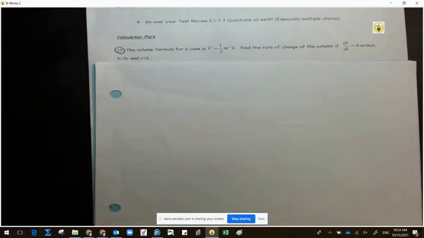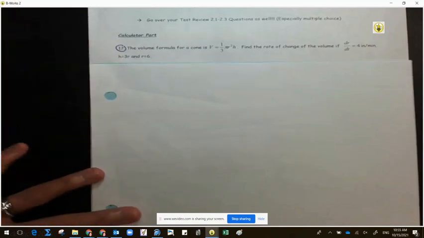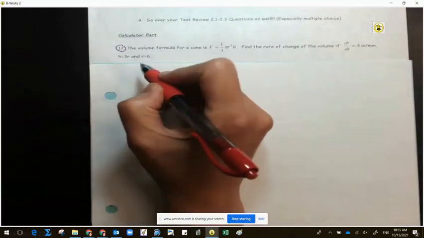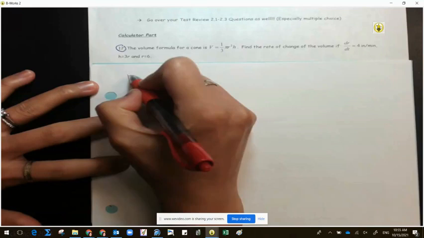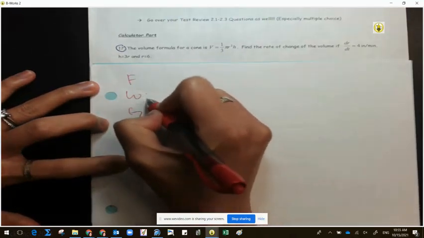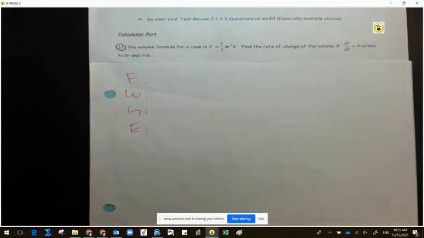The volume formula for a cone is V equals 1/3 pi r squared h. Find the rate of change of the volume if dr over dt equals 4 inches per minute, h equals 3r, and r equals 2. Okay, let's start by writing that acronym. What was that acronym called? FWIGI. Now keep in mind, any part that is relevant is correct. I'm going to give you partial credit, so make sure you write everything out. Because if you don't write it, I can't see it, I can't give you partial credit.